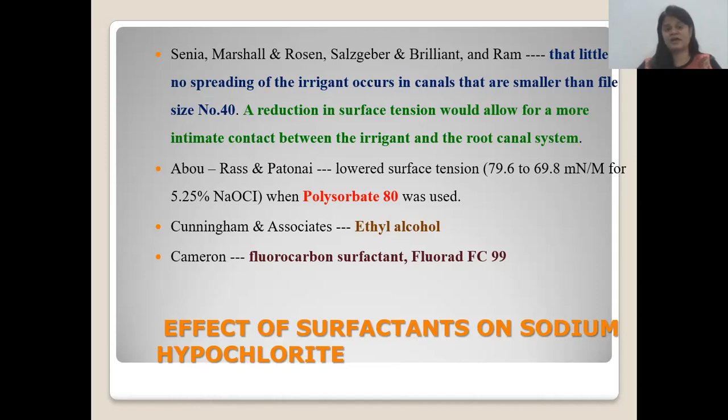Abu Ross and Patonai stated that the surface tension was lowered from 70.9 to 69.8 millinewtons per meter for 5.25% sodium hypochlorite when polysorbate 80 was used. Cunningham and associates stated the use of ethyl alcohol for the reduction of surface tension, along with the usage of sodium hypochlorite. Cameron stated the use of a fluorocarbon surfactant, fluorad FC99, for the reduction of the surface tension of the root canal along with sodium hypochlorite.